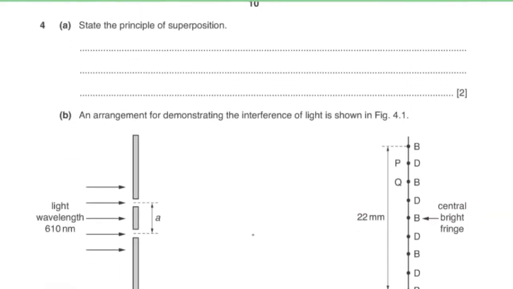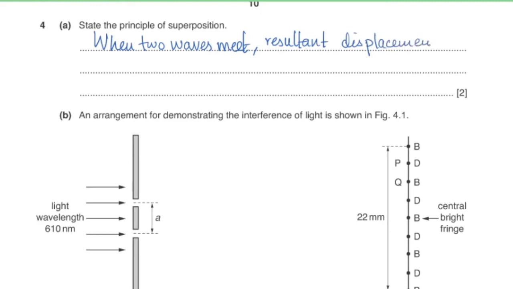Question number 4, part A, state the principle of superposition. So that's when two waves meet, the resultant displacement is the sum of the individual displacements.